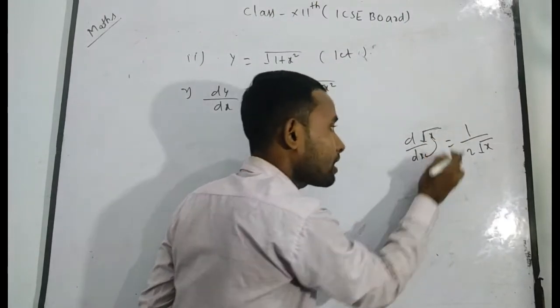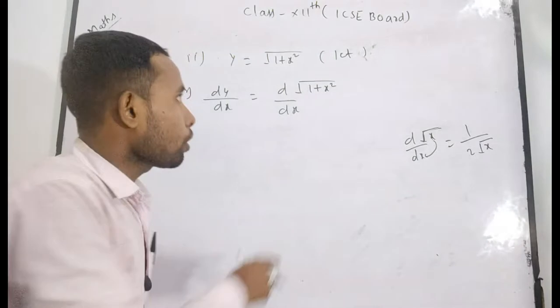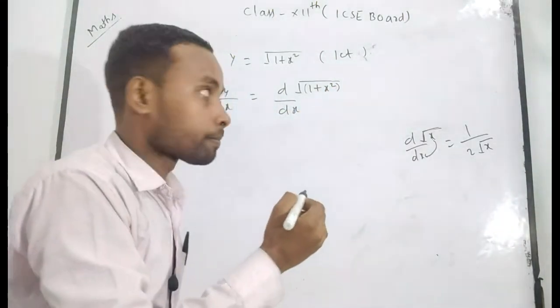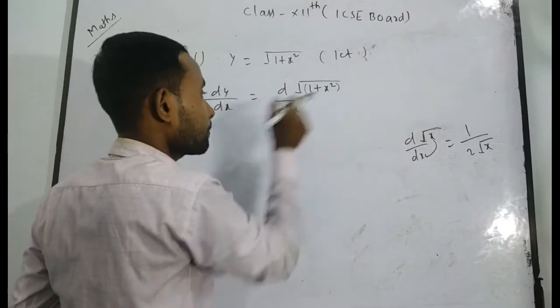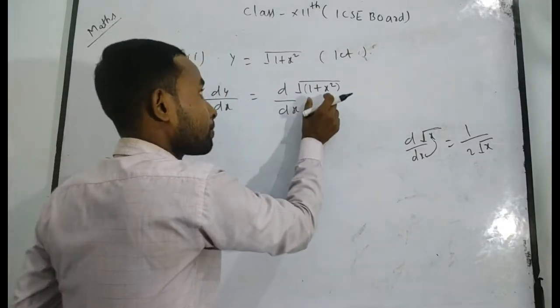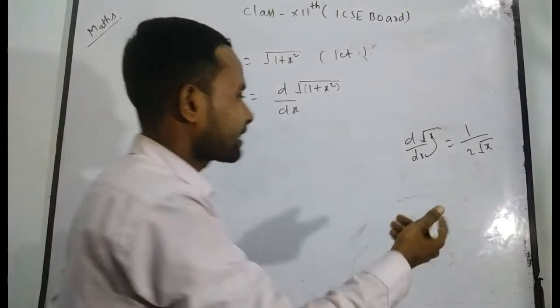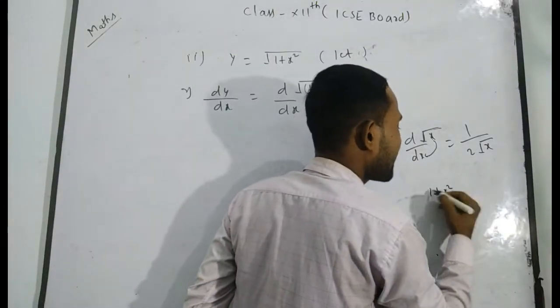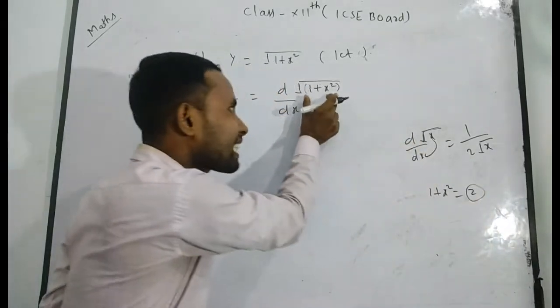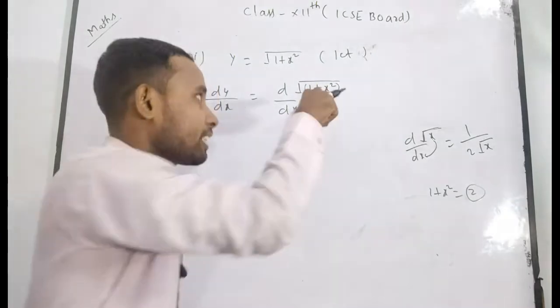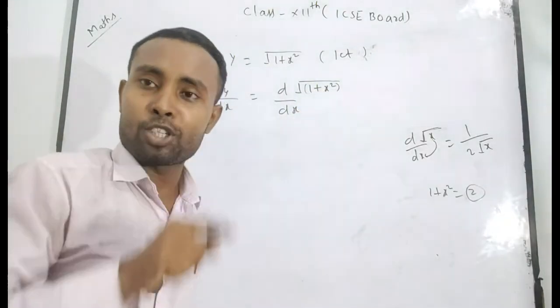That means this x is taken here. Now suppose that this term is a single term. Suppose that 1 plus x square is a single term y or z. Suppose that 1 plus x square is equal to z. In that case, this will be root under z. If this will be root under z, then root under z can be differentiated only with respect to z.